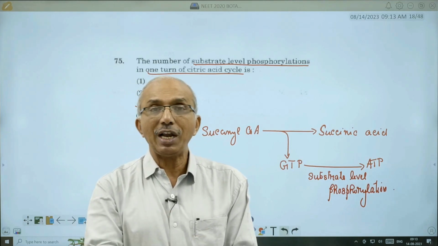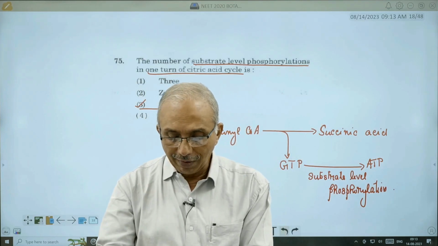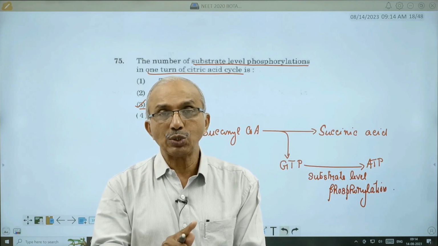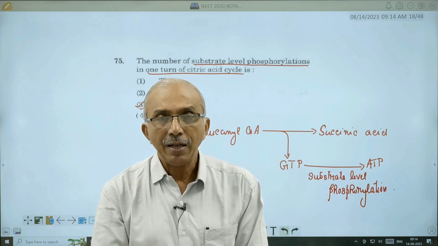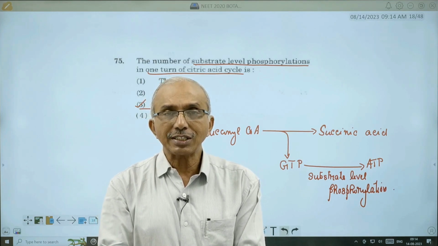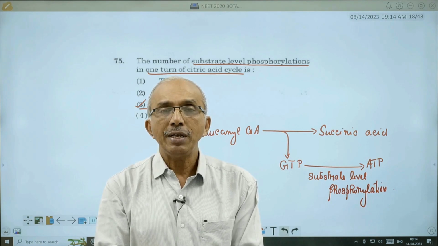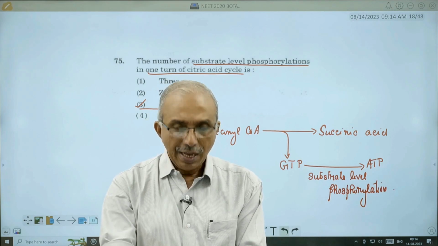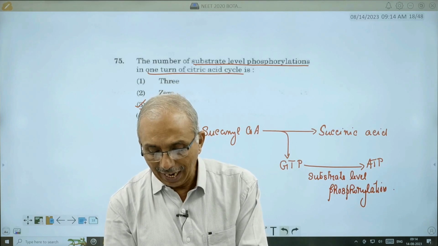Such a substrate level phosphorylation occurs in the Krebs cycle only once, when succinyl coenzyme A is converted to succinic acid. A molecule of GTP is formed. It is coupled with a substrate level phosphorylation and produces one molecule of ATP.